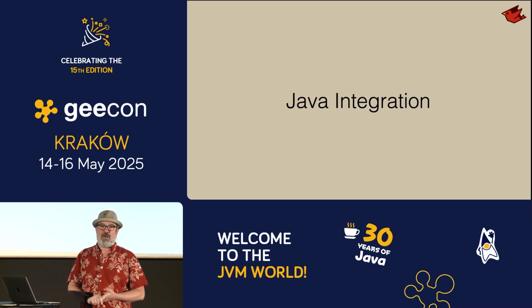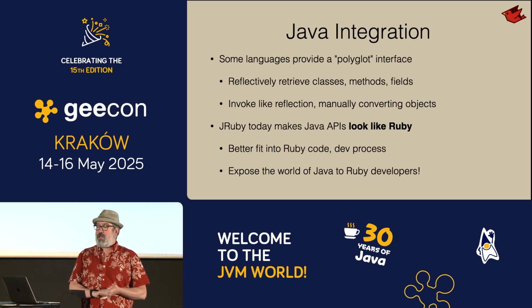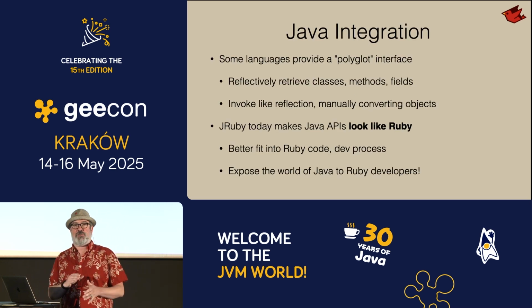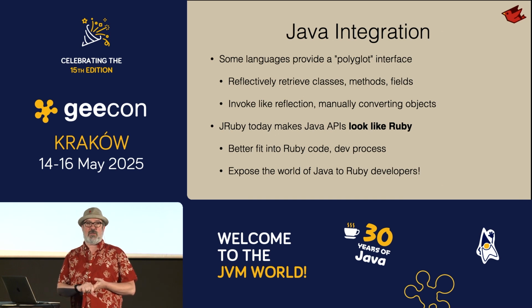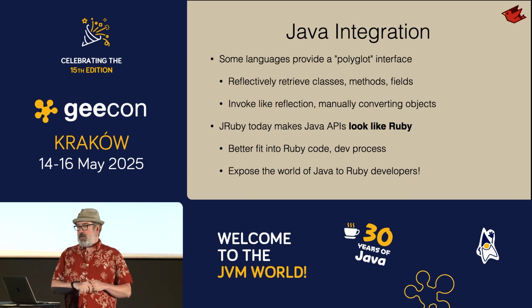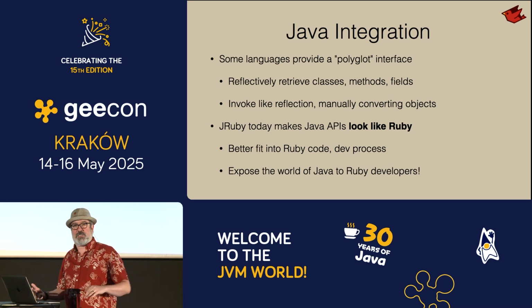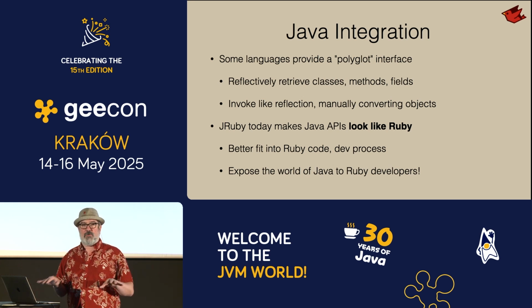So I mentioned Java integration, or JVM language integration, being important. So Java integration is probably the key feature for JRuby users. It's one of the things that really draws in Ruby folks that want to run on the JVM. And what I've seen is that a lot of languages out there provide a sort of polyglot interface. You need to request access to a class reflectively. You need to go and ask for specific methods. You basically need to do all of the reflection logic yourself to do this invocation. That's not something that a Ruby user or a Python user is going to want to do.